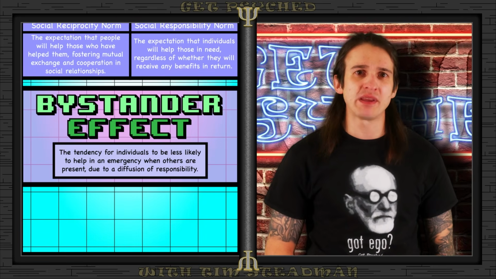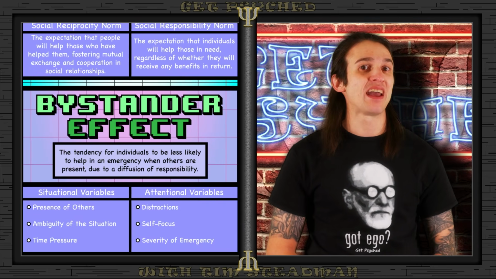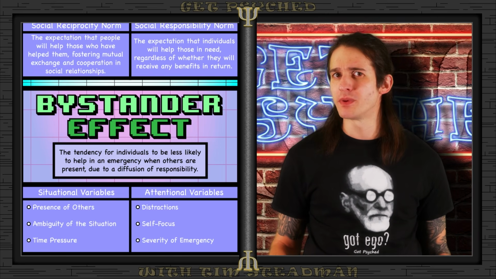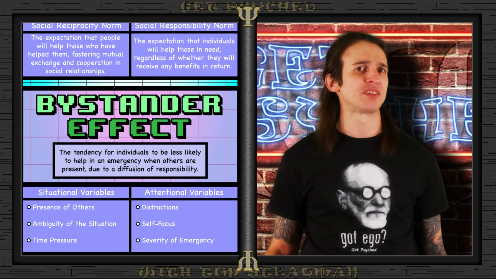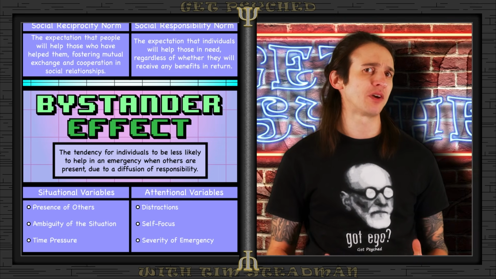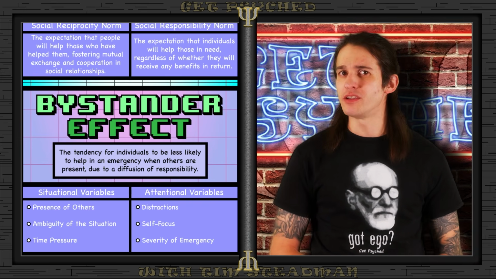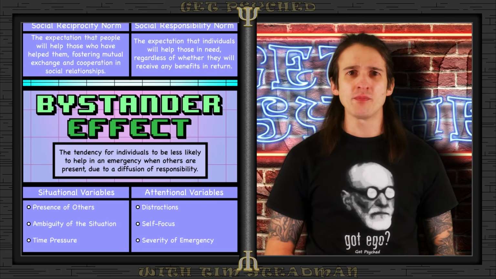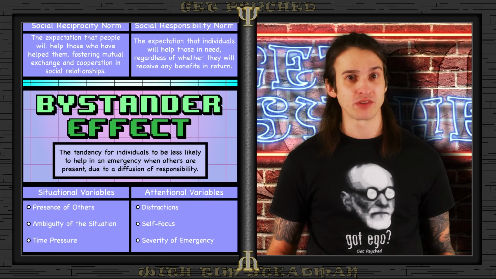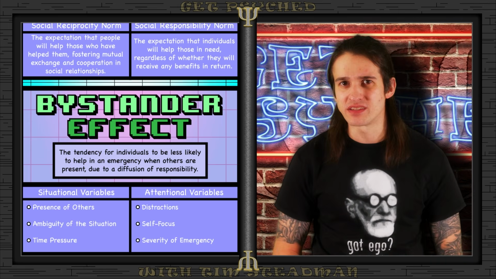This hesitation can be influenced by two key factors: situational variables and attentional variables. Situational variables include things like the size of the group. The more people there are, the less responsibility each person feels. This ties back to the diffusion of responsibility we talked about earlier. The setting also matters. In a familiar environment like your school or neighborhood, you might feel more inclined to help because you're comfortable and know the people around you. In an unfamiliar setting, you're more likely to hang back and wait to see what others do.